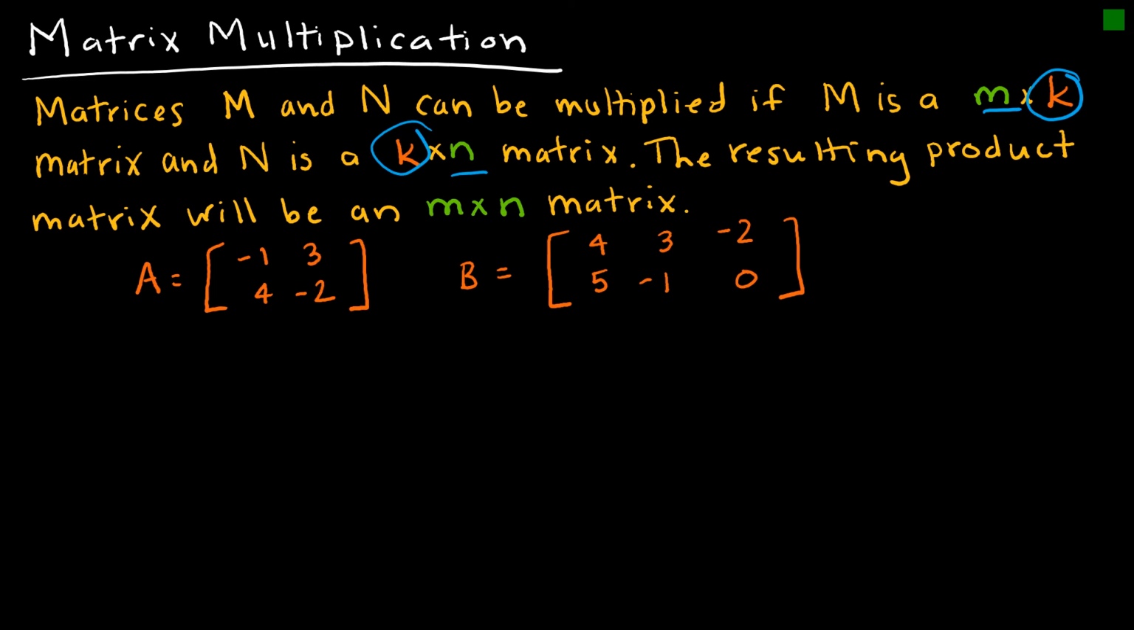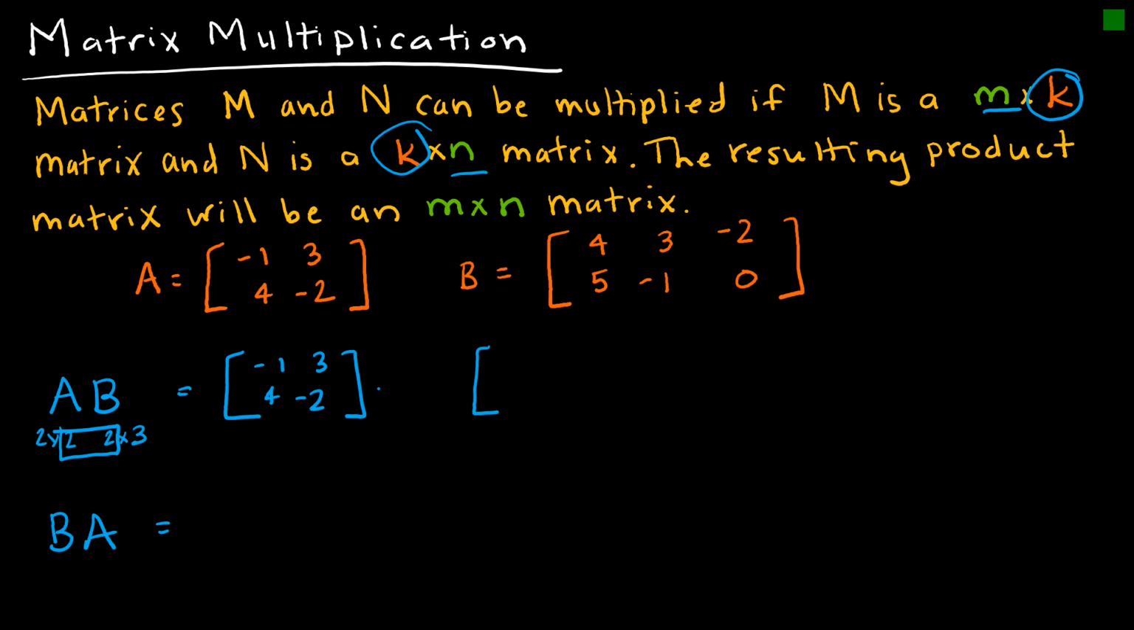So let's take a look at if we can take A times B and if we can take B times A. So looking at A times B, A is a 2 by 2, B is a 2 by 3, and what I see here is 2 is the same as 2, so I know that I can multiply. So I'm going to go ahead and multiply this out. I'm going to recopy matrix A. I'm going to leave myself some space, and you'll see why in a little bit, and I'm going to rewrite matrix B.